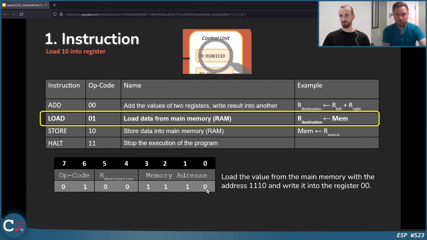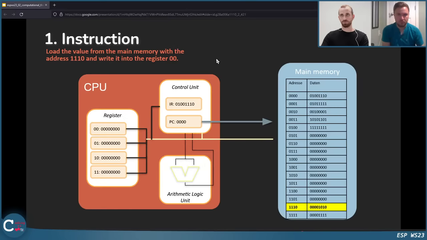In other words, our instruction is: load the value from the main memory with the address 1110 and write it into the register 00. This is all this instruction says. Going back to our simple computer, I have also written it here now. Load the value from the main memory with the address 1110. This is the address, and this is the value. And write it into the register 00, which is this register.